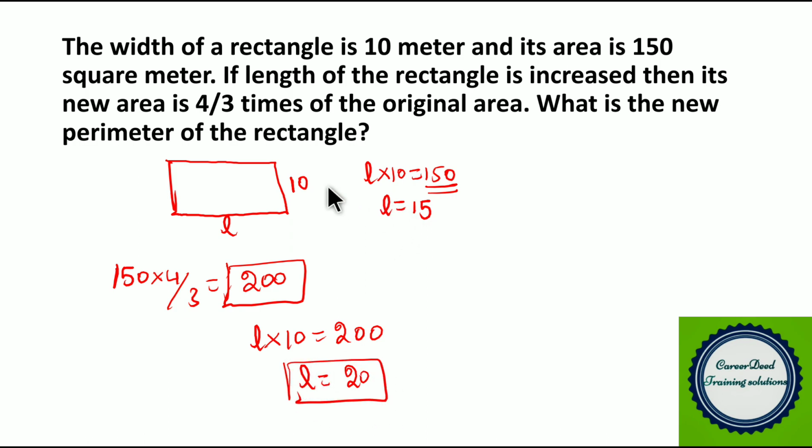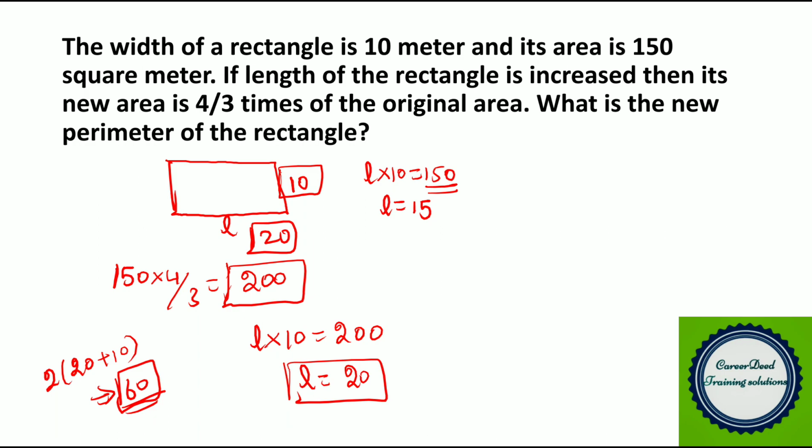Now they are asking us to find the new perimeter of the rectangle. Now the length is 20 and breadth is 10. So 2 into L plus B, we get 60 meter. So 60 meter is the perimeter of the new rectangle. So this becomes our answer.